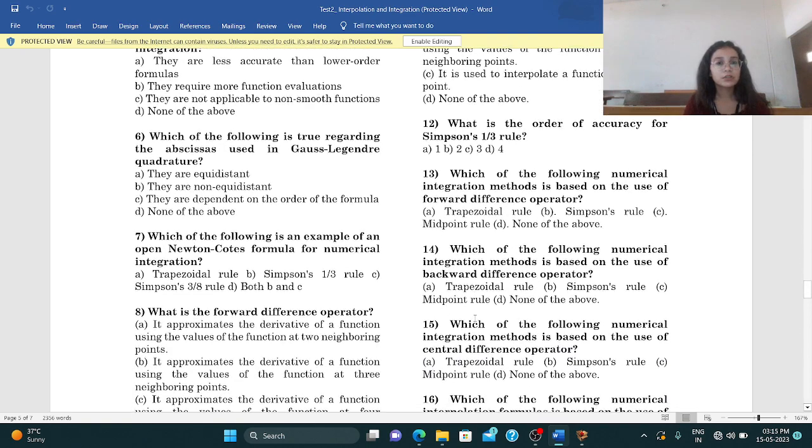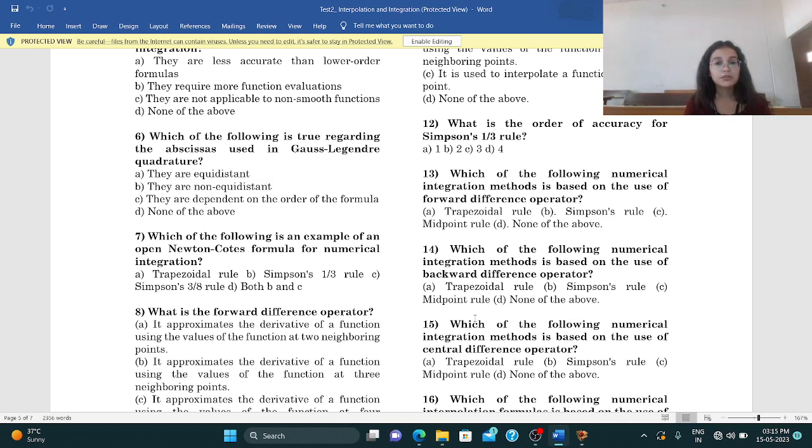Question 6. Which of the following is true regarding the abscissas used in Gauss-Legendre quadrature? Option A, they are equidistant. Option B, they are non-equidistant. Option C, they are dependent on the order of the formula. And option D, none of them. And the correct option is they are equidistant.